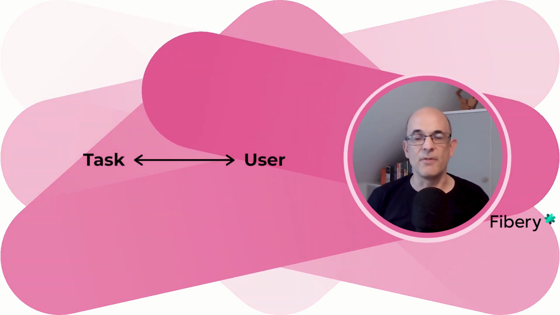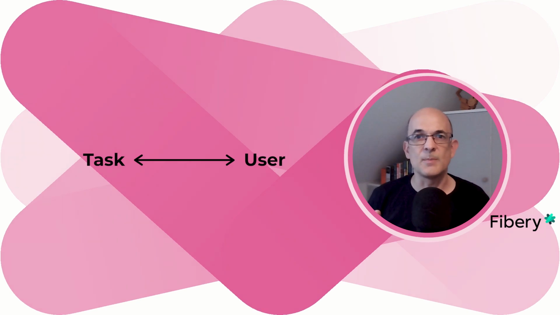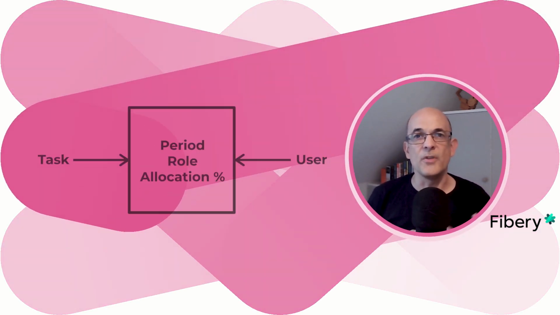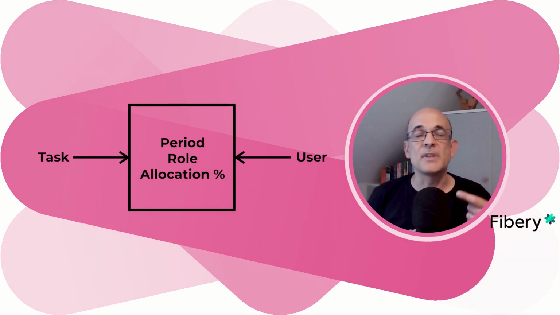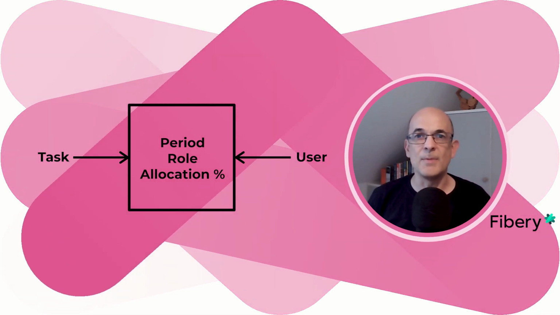So a classic example of this is you have a task database and you want to link it to the user database, but you want to say not just that a user is assigned to a task, but the user is assigned, for example, for a particular period of time or with a particular role, or maybe for a percentage of their time.